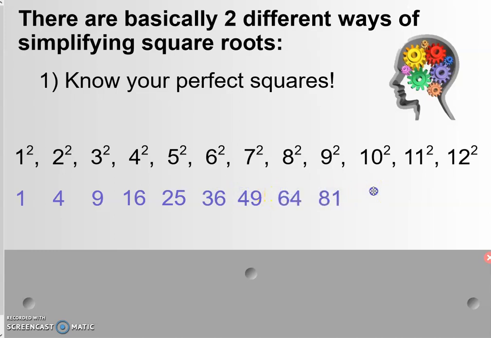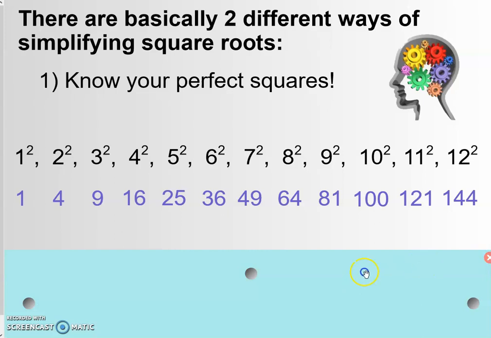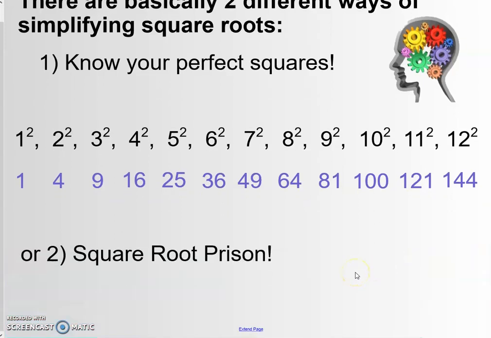You should know not only that 10 squared is 100, but you should be able to reverse it and say the square root of 100 is 10. And if you know those, it's going to make your life a lot simpler. No pun intended. Simplifying square roots makes your life simpler. Anyway, there's a second method that I love to teach my algebra kids about how to simplify square roots, and it is called square root prison. So let's learn how to simplify square roots using this prison type metaphor.